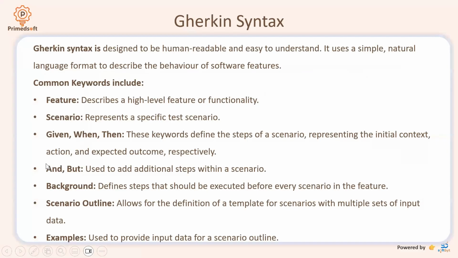So Gherkin has its syntax. Gherkin is designed to be human readable. It is simple. It uses a neutral language format to describe the behavior of software. The common keywords include Feature, which describes a high-level feature or functionality. We will see that when we start writing our feature file for our automation testing, or our automation test script; you will get to understand what a feature is. But for our manual testing, we don't necessarily make use of Feature a lot.